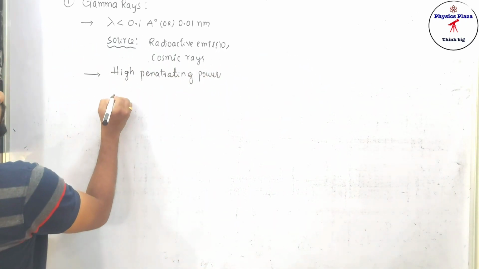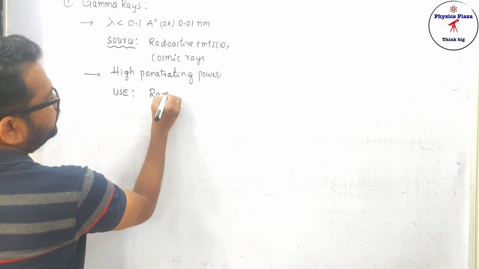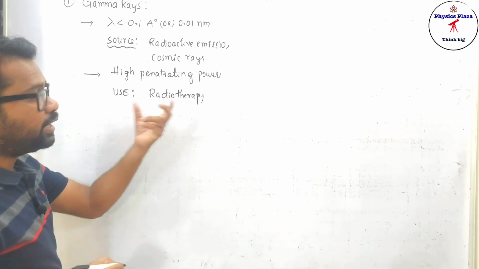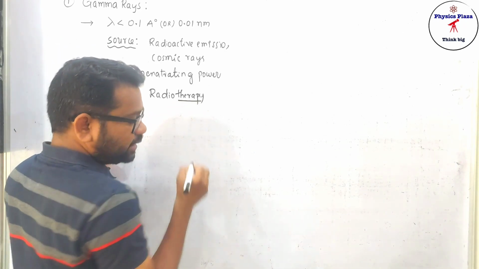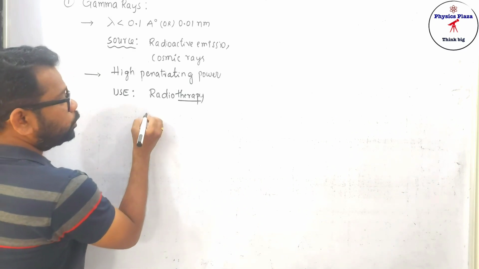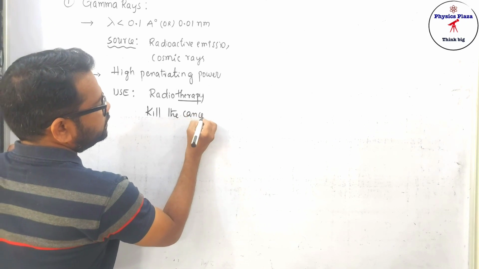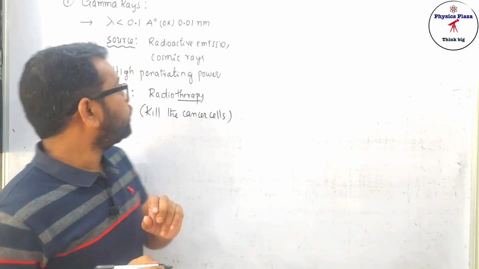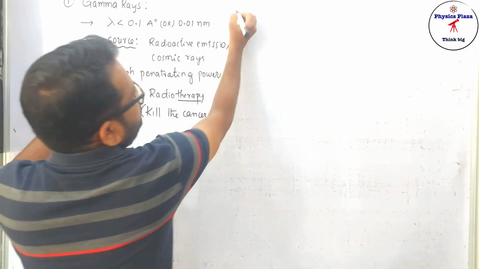Then what is the use, children? The main use of gamma rays is in radiotherapy. This is very important. Because of their high penetrating power and high energy levels, these are used in radiotherapy. Therapy means the process of curing disease. Gamma rays are mainly used to kill cancer cells in the patient's body. From the examination point of view, the wavelength, source and application are very important. Is it clear? Fine.